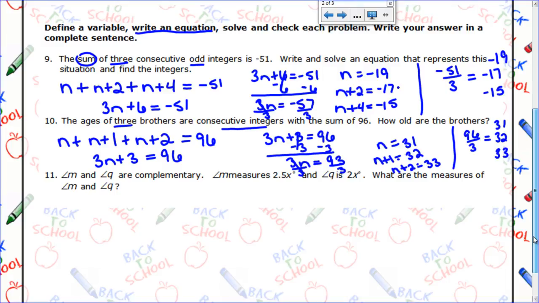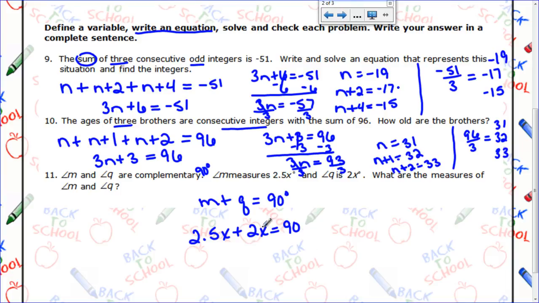All right, number 11 here is complementary supplementary. It's a complementary question. It tells you that angle M and angle Q are complementary, which, as you remember, is 90 degrees. I have to add them together. Tells you that angle M measures 2.5x degrees and angle Q is 2x degrees. So I got to find the measures of the two. Well, angle M plus angle Q have to equal 90 degrees. That's what I know because they're complementary. M is 2.5x, Q is 2x, and together they make 90 degrees.